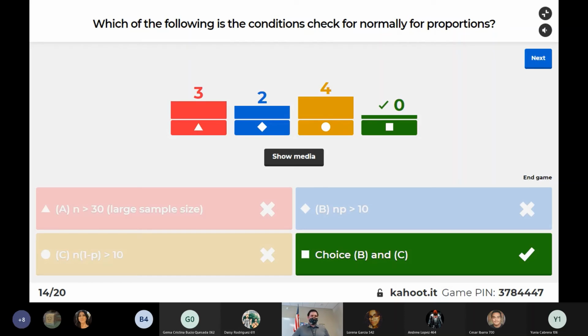For proportions, we need to confirm that the number of successes and the number of failures are both at least 10, which is np is at least 10, where n is the sample size and p is the probability of success. 1 minus p is the probability of failure. B and C together is the condition to check, the large counts condition.